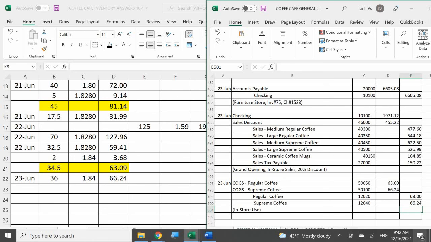And now we update our general ledger. Yeah, general ledger is what we're gonna be updating, yes.